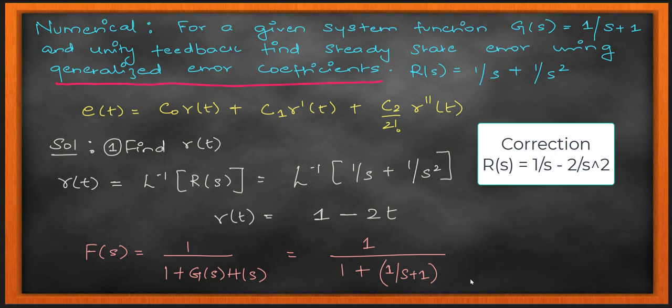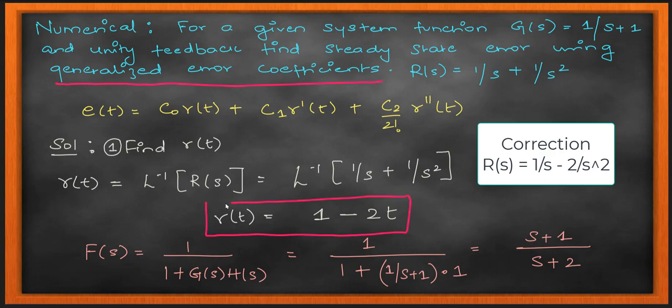So I have computed my f of s and my r of t, and now I'm going to find with these two. Now I can do my r dash of t, which is minus 2. I can easily tell what my r dash of t is, that's going to be minus 2, and your f of s is this, so we can find c0, c1 and c2. So r of t is 1 minus 2t, and the f of s is s plus 1 upon s plus 2. And now my r dash of t is minus 2. I can just write that here. Right. So now with these I can compute pretty much all the other parameters.